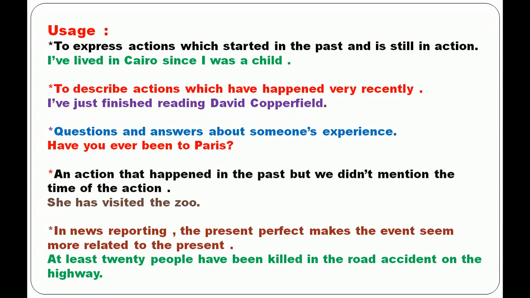The usage of present perfect tense. We use the present perfect tense to express actions which started in the past and are still in action. For example, I have lived in Cairo since I was a child. It means that I lived in Cairo when I was a child and I still live in Cairo.